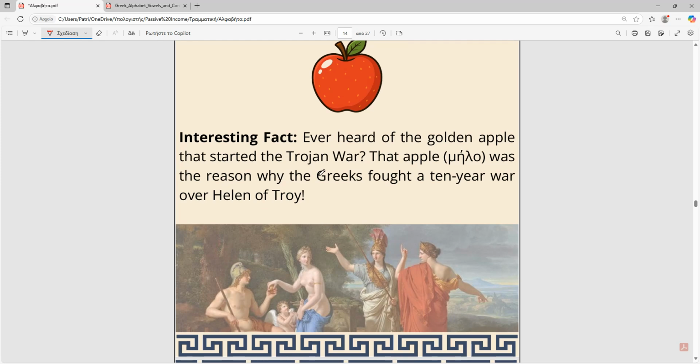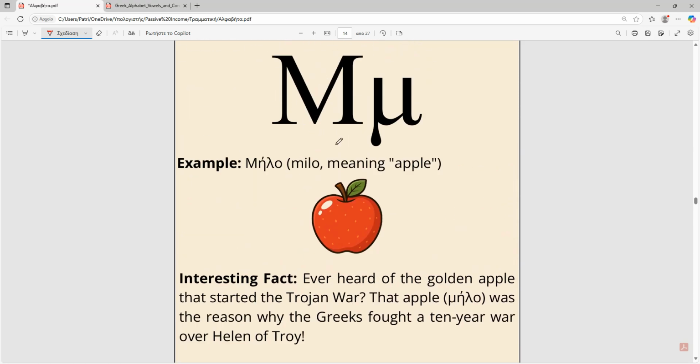And of course, we have the Iliad and the Odyssey, if you have heard of them, two of the most important books, and they talk about the Trojan War. The Odyssey talks about the adventures of Odysseus, the protagonist, going back to his country, Ithaca. But this is for another topic, not for today. But yes, this is the letter mi.